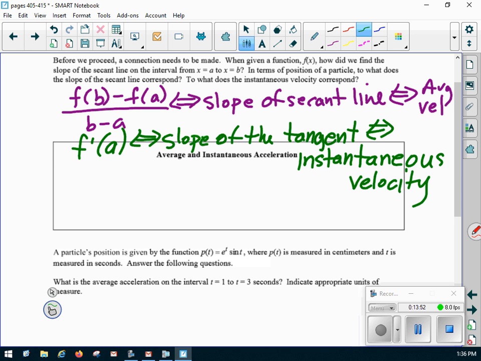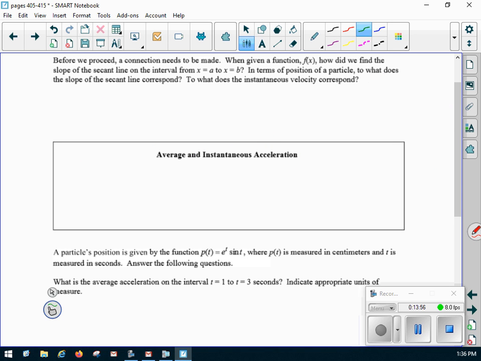Acceleration. If you are driving and you're not using your cruise and your foot's on your gas pedal and you're staying pretty steady and then you decide you need to pass somebody, what do you do to the gas pedal? So what you are doing is increasing your speed, right? Okay. So acceleration changes your velocity, right? So average and instantaneous acceleration.